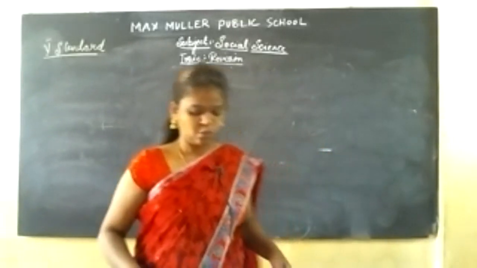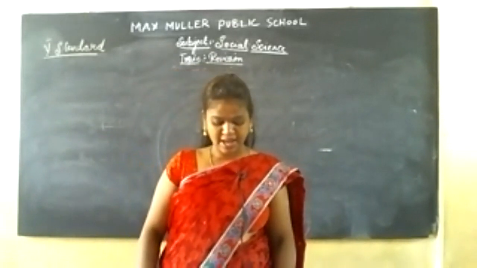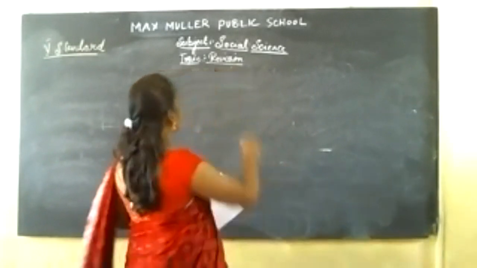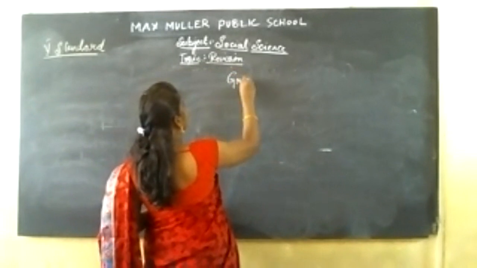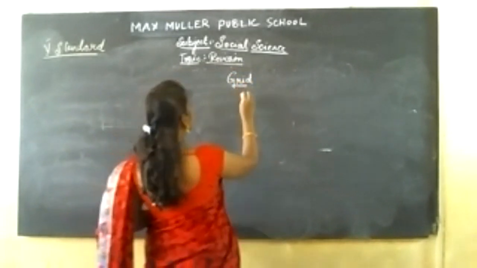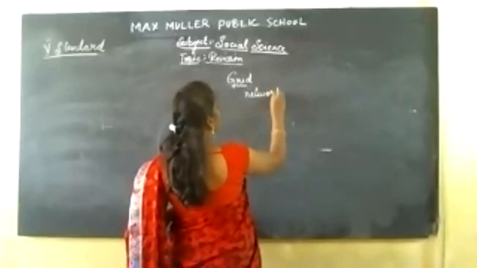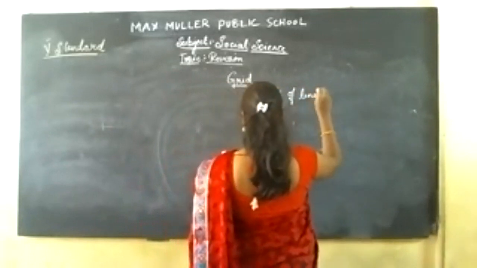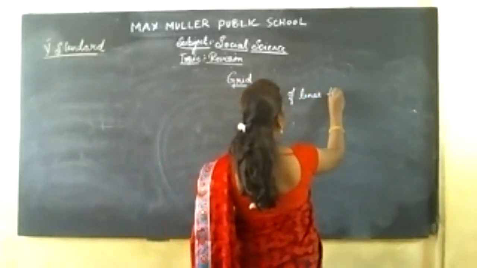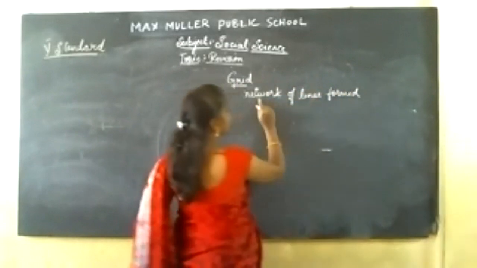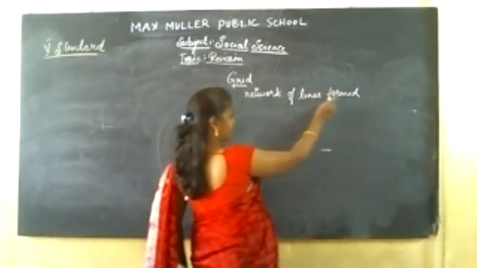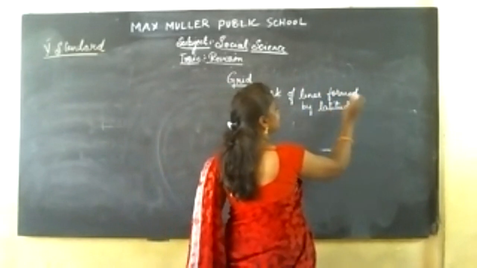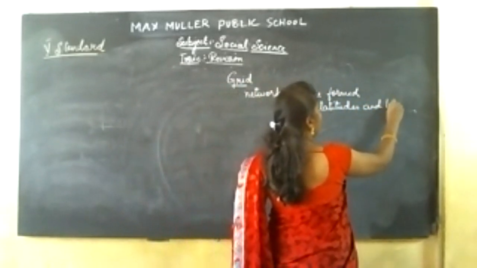So the next one. What is the grid? How does it help us? So what do you mean by grid, children? Grid is nothing but a network of lines. It is just a network of lines formed by latitudes and longitudes.